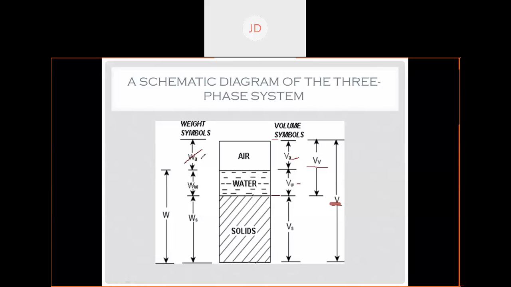If it is not considered, and you want to find the total weight of the soil mass, the total weight, which is represented by capital W, will be the summation of the weight of solid and the weight of water, not the weight of air, since Wa is small and can be neglected. But in the volume case, the total volume will be the summation of volume of solid plus volume of water plus volume of air. In terms of weight, the total weight will be the summation of weight of solid and weight of water. Okay, so this is the basic thing that you have to understand.